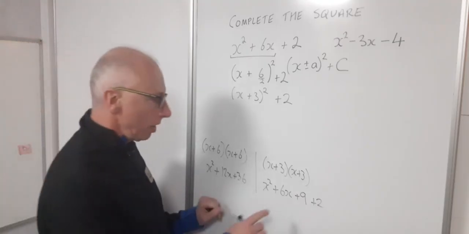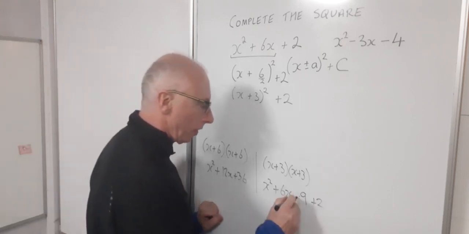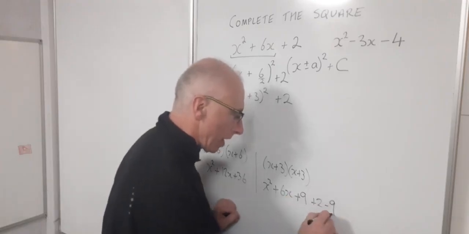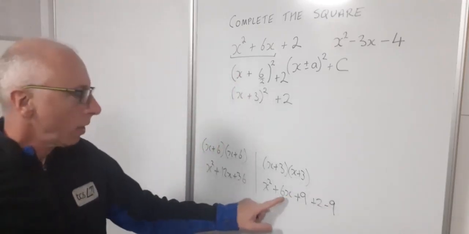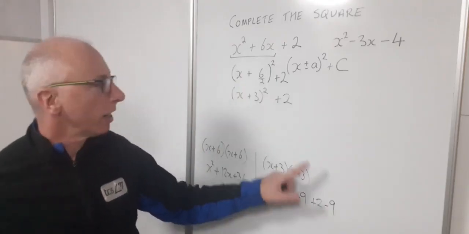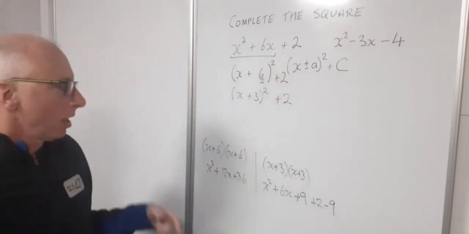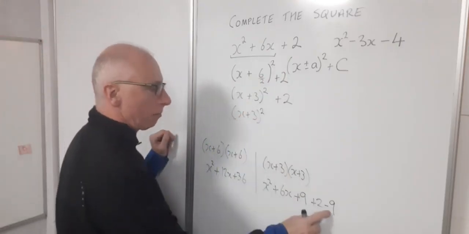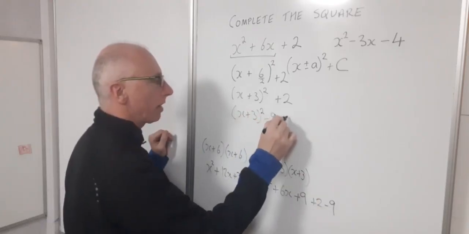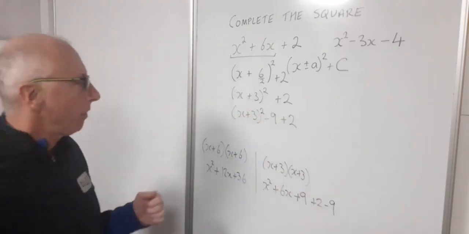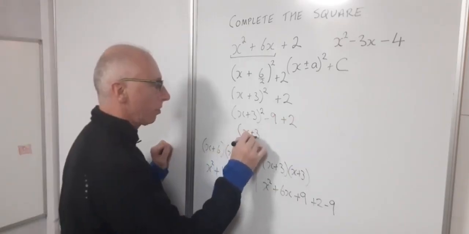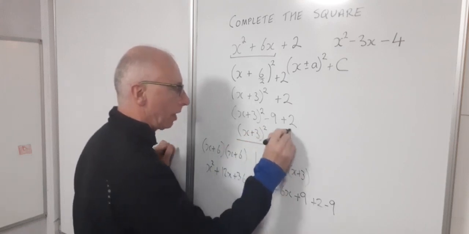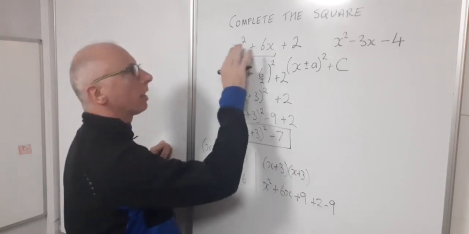So what I do now, instead of having plus 9, if I subtract 9 from my plus 9, so if I leave that as plus 9 and put minus 9 there, I'm now back to x squared plus 6x plus 9 plus 2 minus 9. That's now going to be the same. So now what I do is x plus 3 squared minus this magic number 9 and then add 2. So then my final answer will give me x plus 3 squared minus 7. And that would be that quadratic in square format.